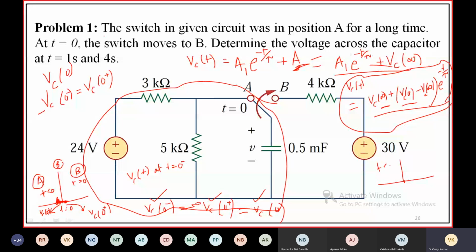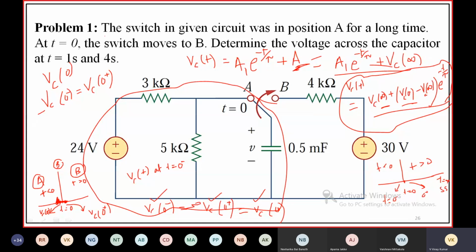One more point here: this is for T less than 0, and this is for T greater than 0. This instant is T is equal to 0. This instant is T is equal to 0 minus. This instant is T is equal to 0 plus. This instant is T is equal to infinity, when time approaches infinity. For T greater than 0, steady state occurs at T is equal to infinity, when time approaches infinity.